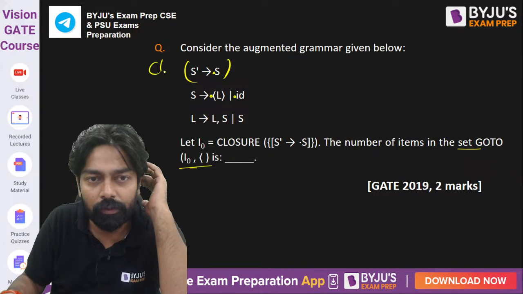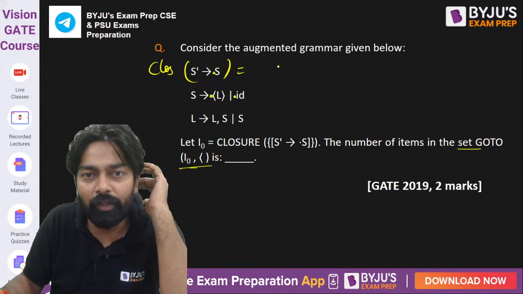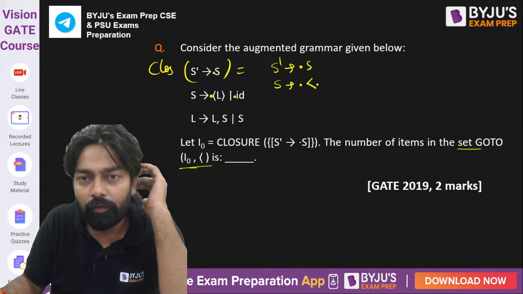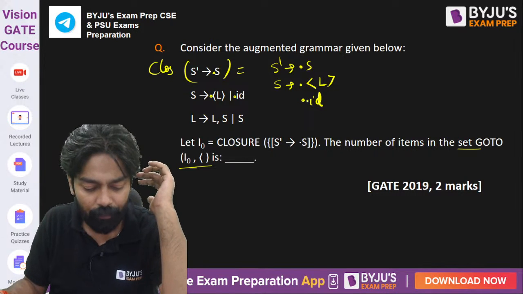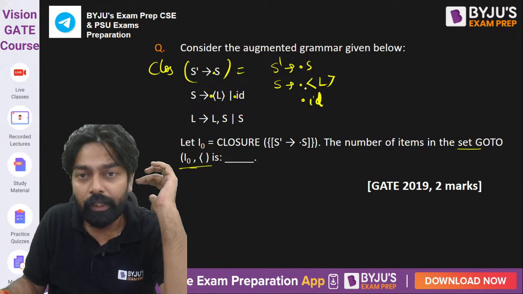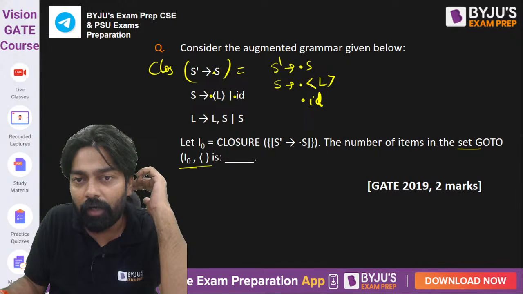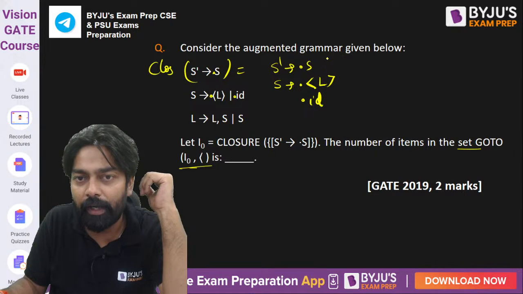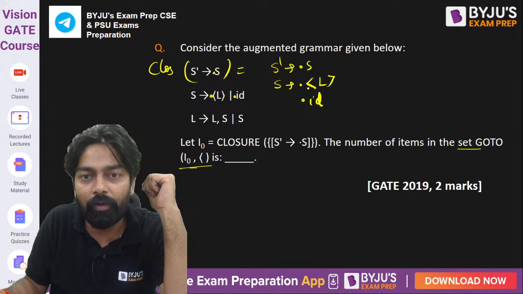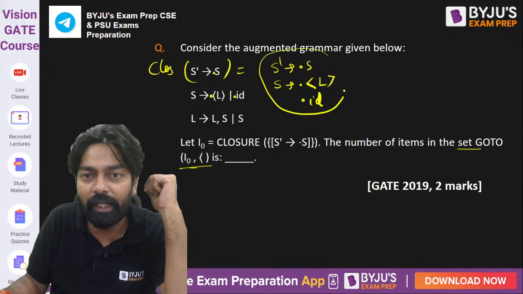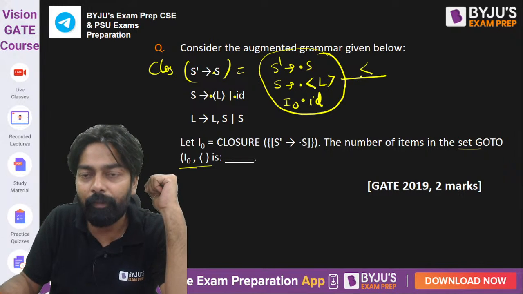Closure: you write S dash goes to dot S. Due to this S, we need to add the productions S goes to dot L and S goes to dot ID. After the dot, whatever is there, if a terminal is there, there is no need to add the production. So, my dear friend, they are asking about I0 on this one. This is I0.